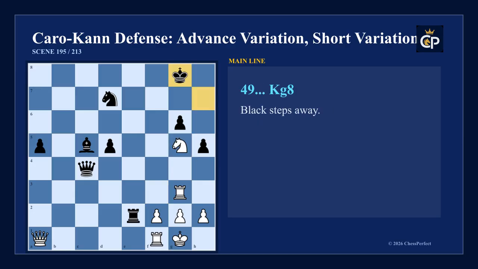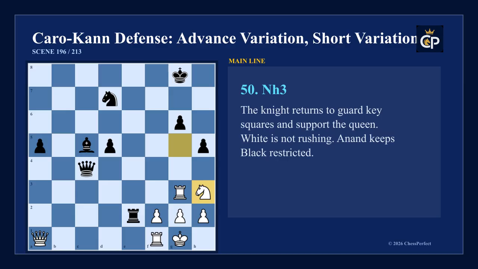King g8. Black steps away. Knight h3. The knight returns to guard key squares and support the queen. White is not rushing. Anand keeps black restricted.